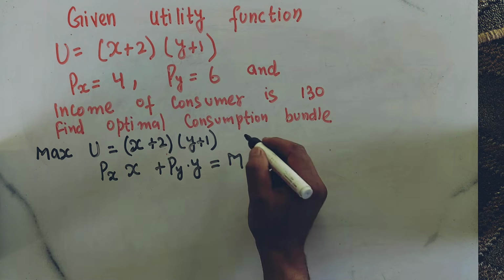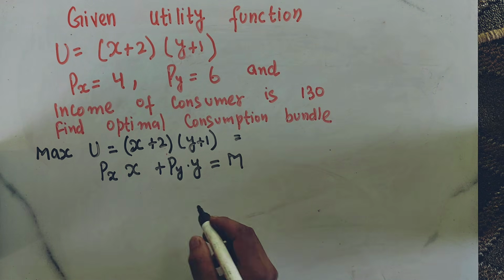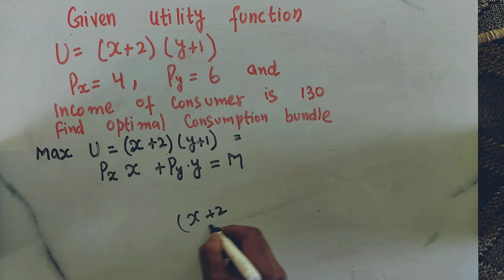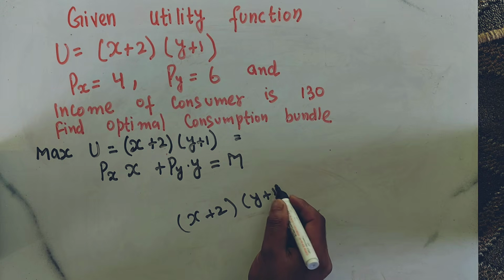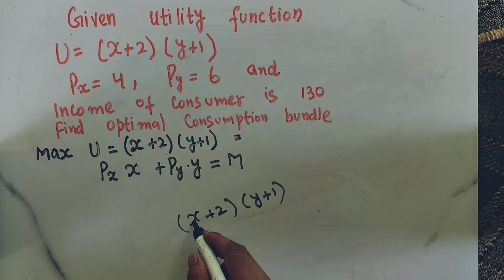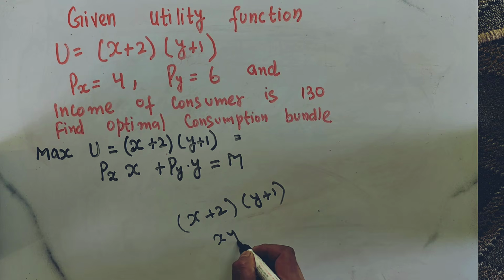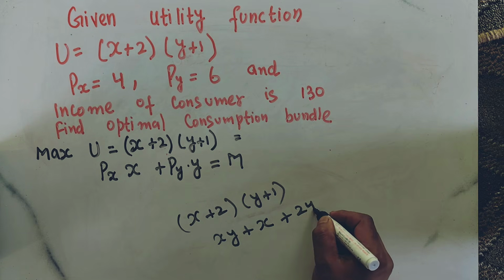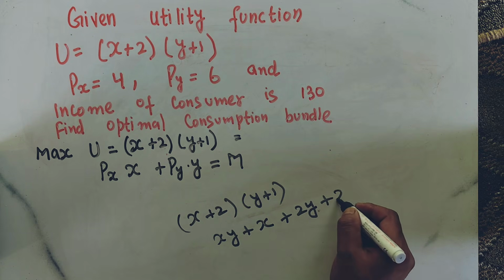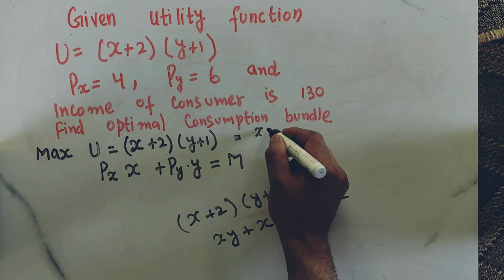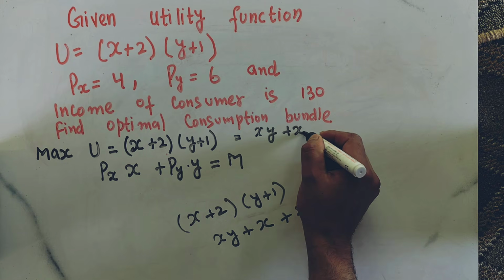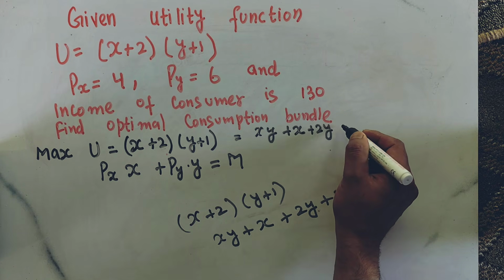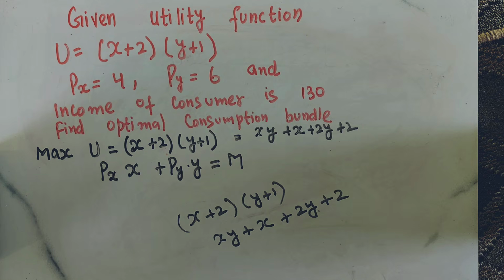Okay, so can we rewrite the utility function? Let us solve it first. So we have (x plus 2) times (y plus 1). Multiplying first with respect to x, we have x into y is xy, then x into 1 is x, then we have 2y, plus 2 ones are 2. So our utility function is xy plus x plus 2y plus 2.